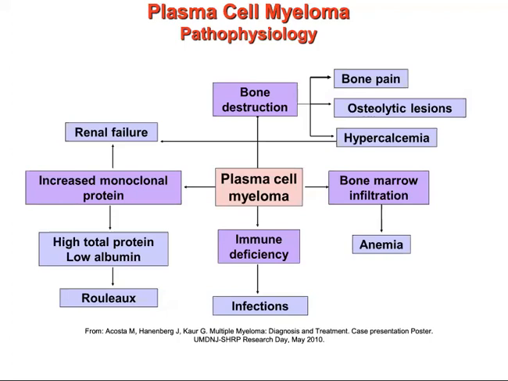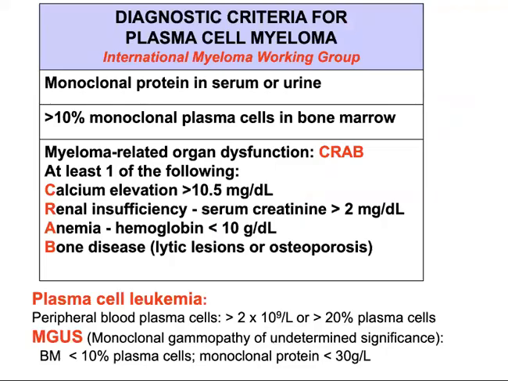And high proteins and low albumin can lead to rouleaux. So these are just key factors that you want to look for in diagnosing these patients. So there's a working group called the International Myeloma Working Group, and they established the criteria for plasma cell myeloma.